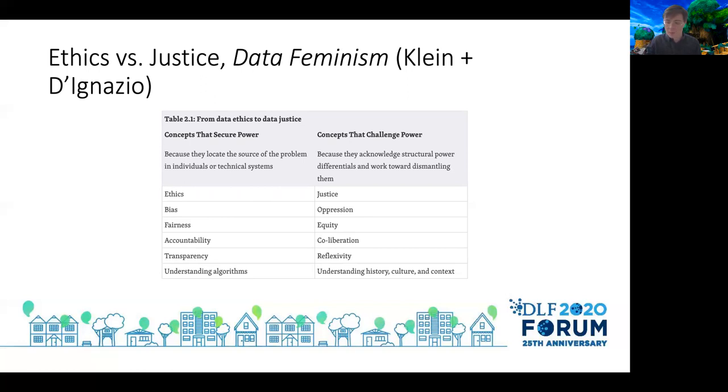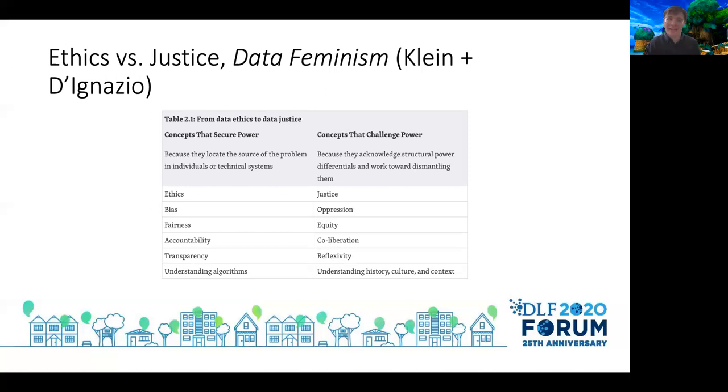The book basically holds that data ethics secure power, while data justice is a concept designed explicitly to challenge power. As you can see in the table up on the screen, some of the terms that are commonly used when talking about the social impact of data, like ethics, bias, fairness, and accountability, as well as transparency, locate the source of problems in individuals or in technical systems when the problems are really rooted in structural power differentials.